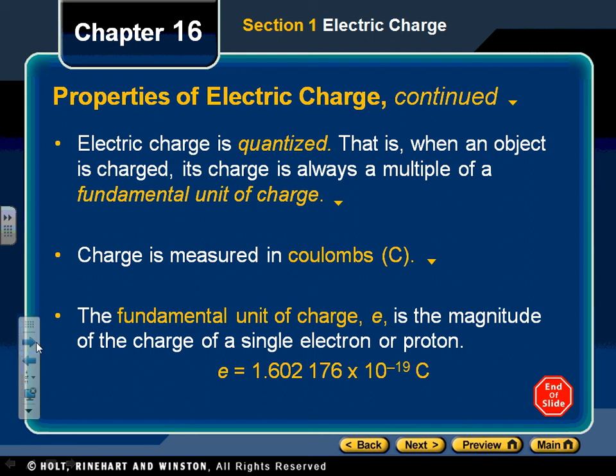Now continuing on here, electric charge gets quantized. What that means is there's a fundamental unit of charge, and that fundamental unit is at the bottom here: e equals 1.602167 times 10 to the negative 19th C. C is coulombs, which is what charge is measured in. If we were going to go on to math with this chapter, we would be using that, and we could quantify the electric charge of an object.